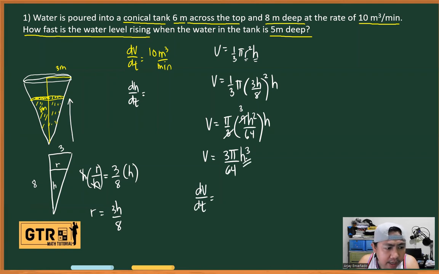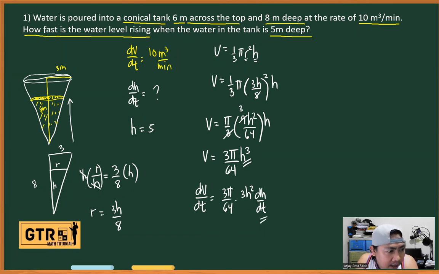Just get the derivative of h cubed. So we have 3 pi over 64 times the derivative of h cubed, which is 3h squared times the derivative of h with respect to t. Now let's substitute all the given. How fast is the water level rising when the water in the tank is 5 meters deep? So when h is equal to 5, solve dh over dt, and the volume dV over dt is 10 cubic meters per minute.